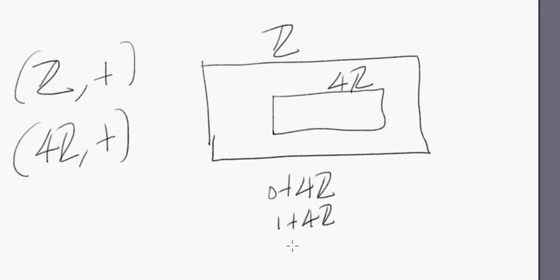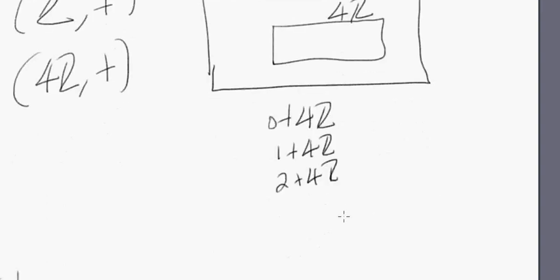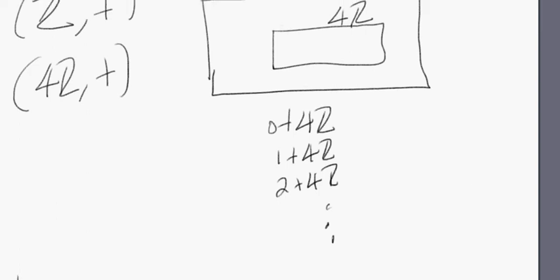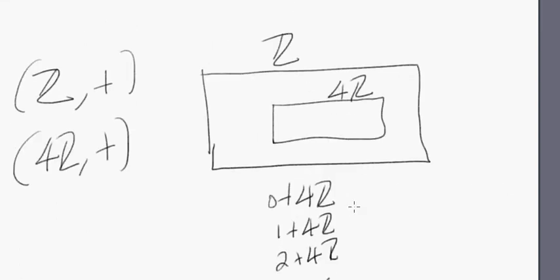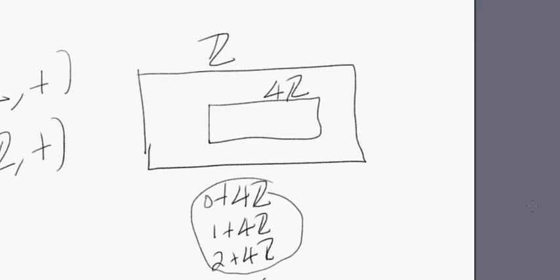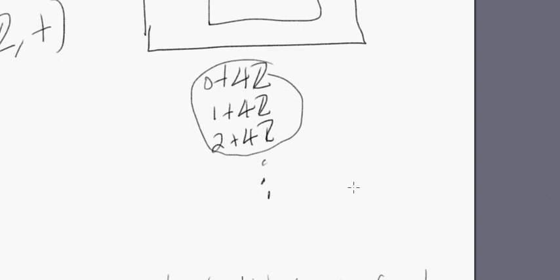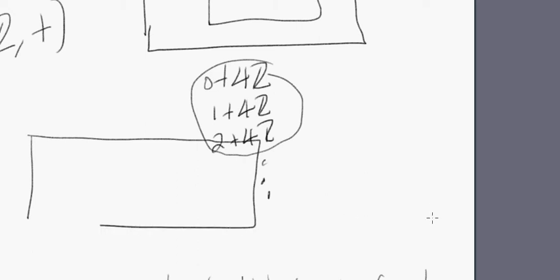if we study the cosets of this, those are elements of the form 0 plus 4Z, 1 plus 4Z, 2 plus 4Z, and so on. If we studied these cosets, would they tell us something about the relation between how many cosets there are and the sizes of the groups? Maybe do these cosets partition Z?